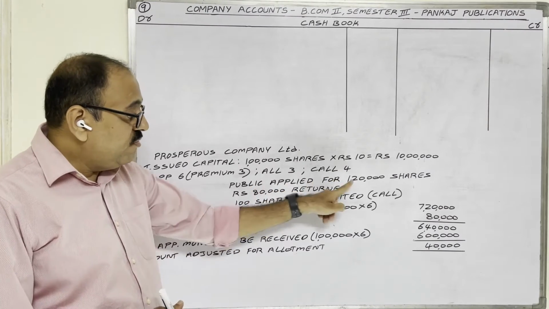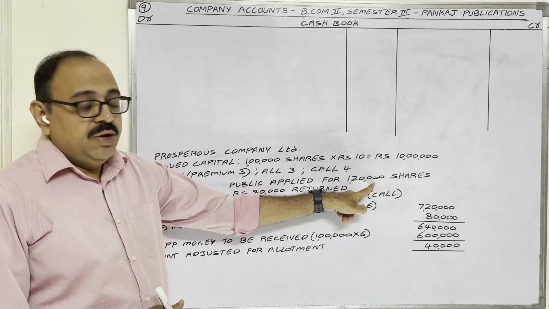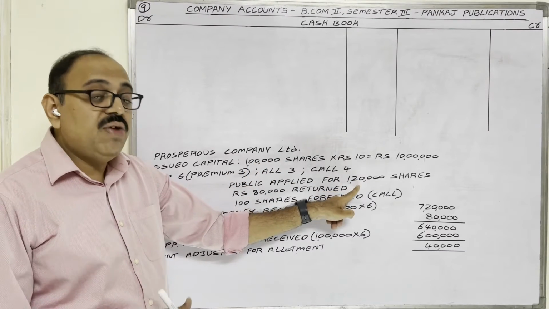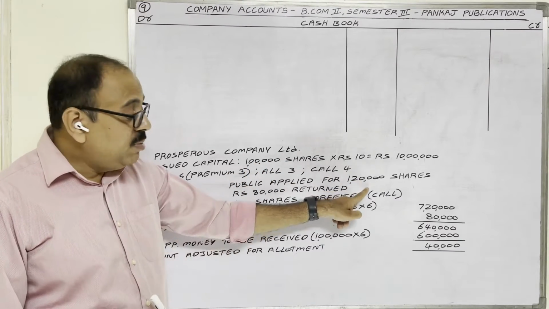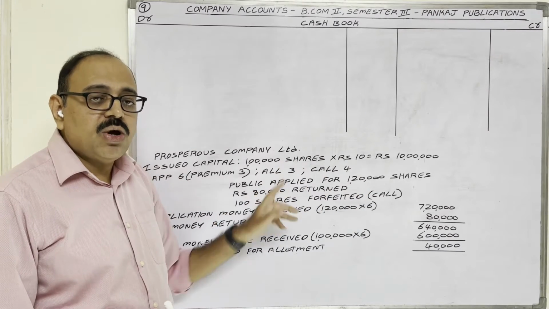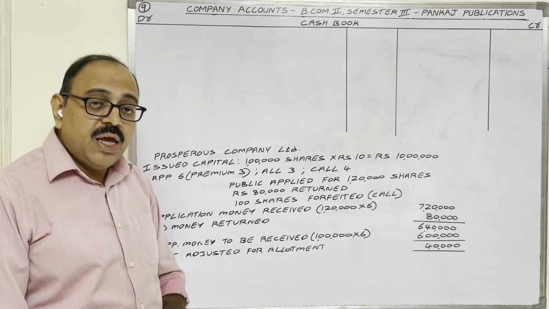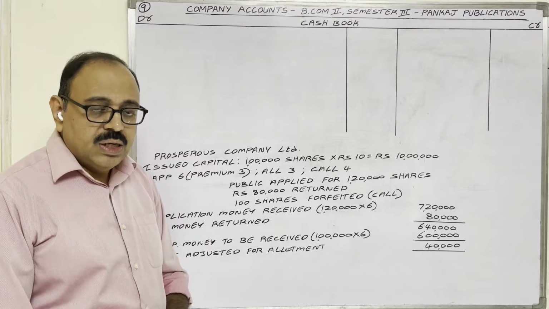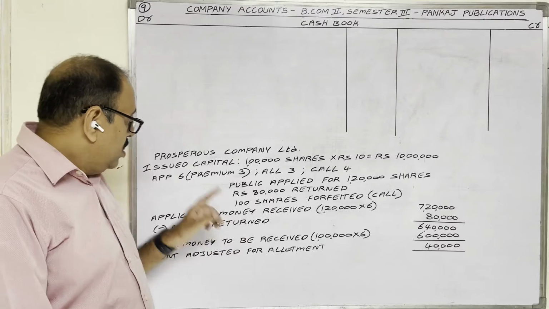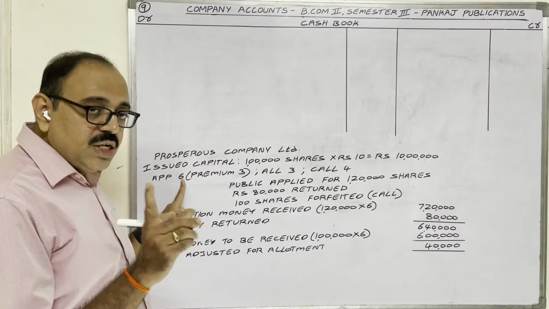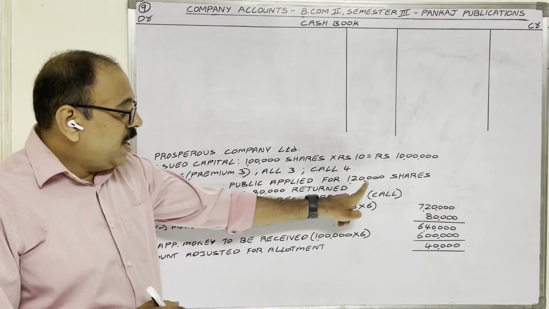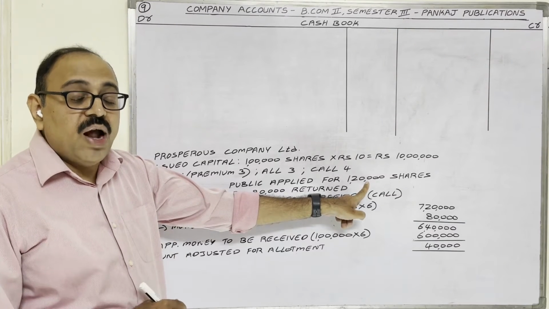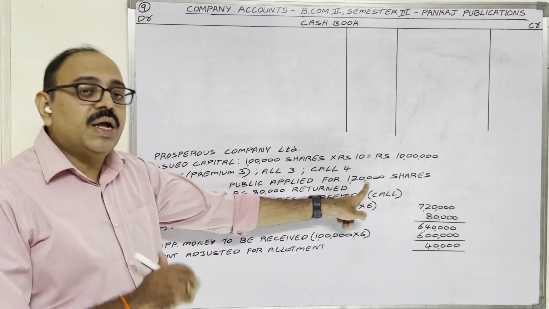The public applied for 1,20,000 shares. This means supply is only for 1 lakh shares, but demand is for 1,20,000 shares. Demand is more than supply. This is called oversubscription. The company can allot only 1 lakh shares to them. The company allotted 1 lakh shares. How much extra did they pay? Application money on one share is 6 rupees, and on 20,000 shares, 20,000 into 6 rupees, 1,20,000 extra the applicants paid.